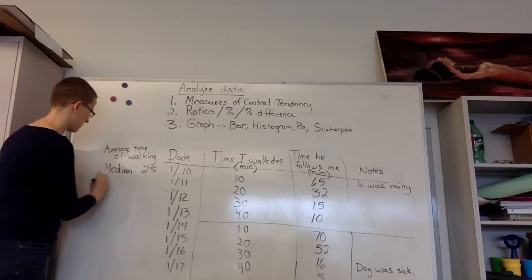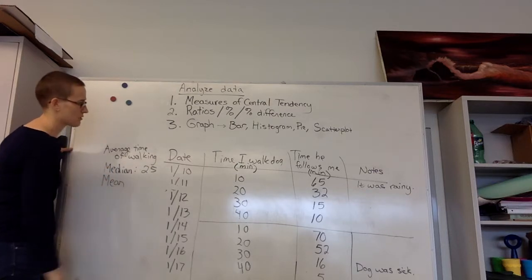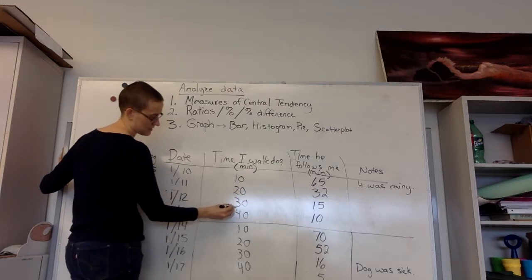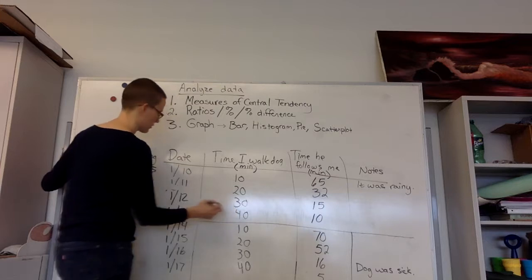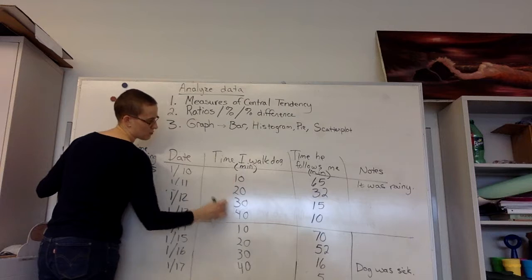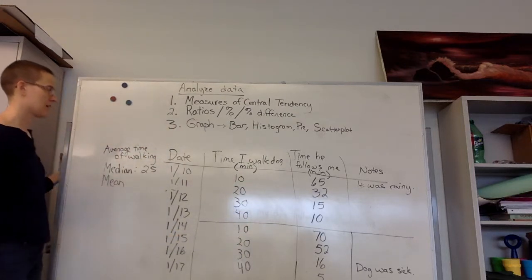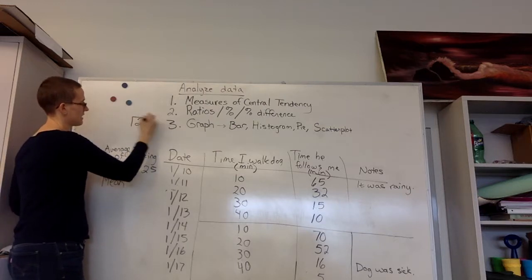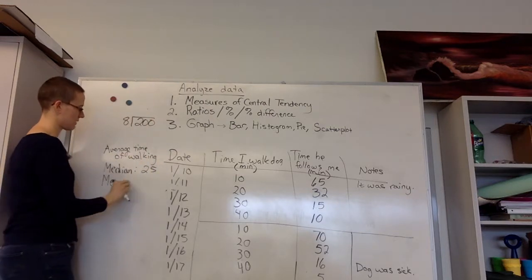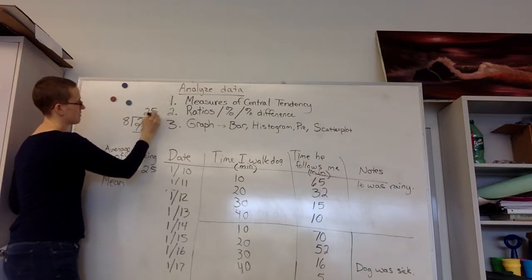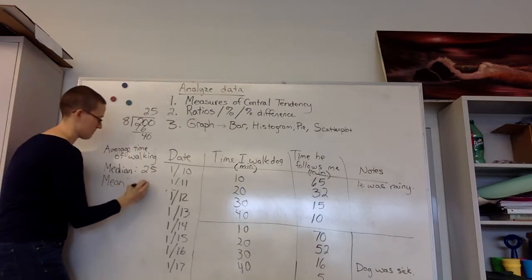Then I might also find my mean time that I walked my dog. So I would add these up. 10 plus 20 is 30, plus 30 is 60, plus 40 is 100. So I walked my dog a total of 100 minutes here, 100 minutes there. I walked him for 8 days, so I would do 200 divided by 8 to come up with my mean. So 8 goes into 20 2 times. So 25 is my mean.